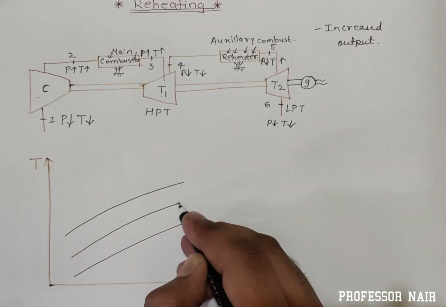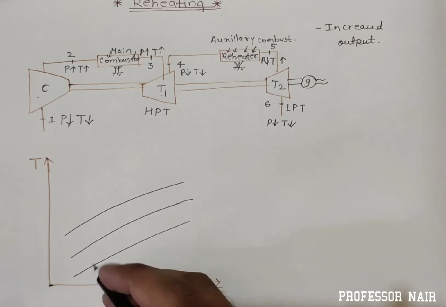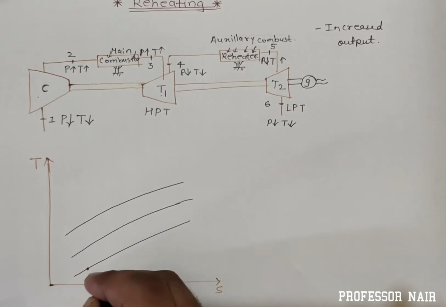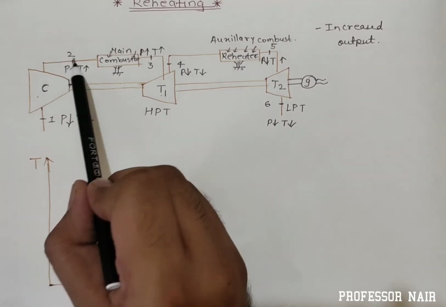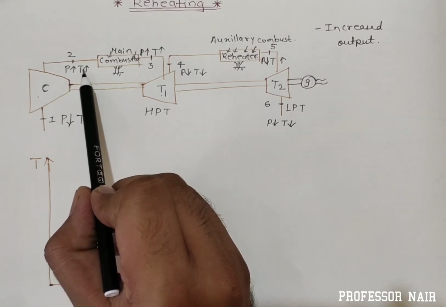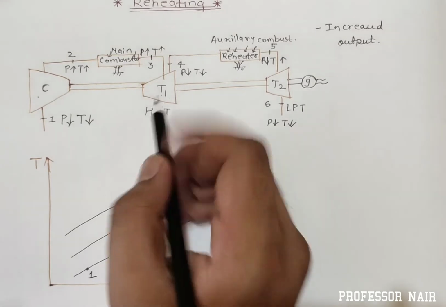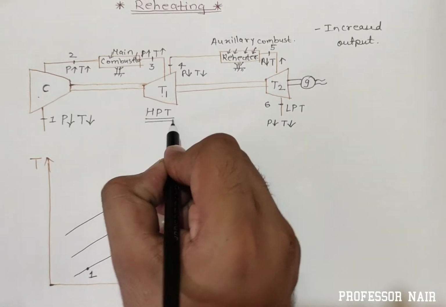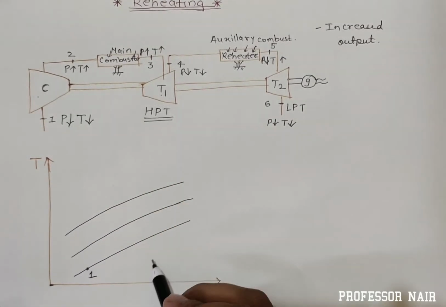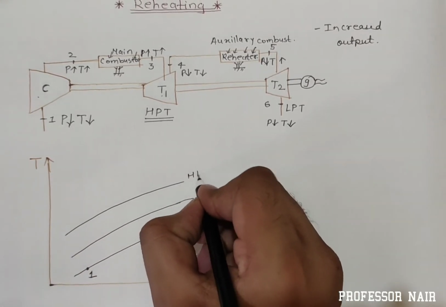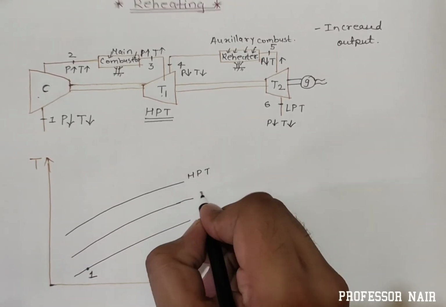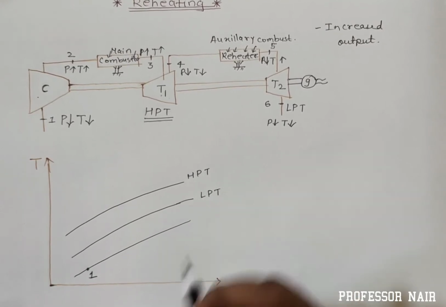Correct? So this would be point 1. Temperature is lower, but at point 2 temperature increases. Now it has been increased till which pressure? Till your high pressure turbine. So this point or this pressure will denote which turbine? High pressure turbine. Here, low pressure turbine, right?